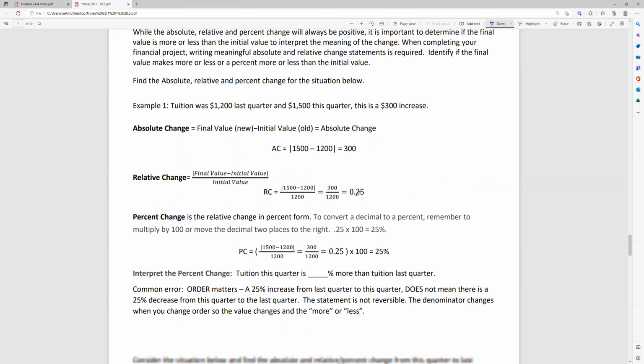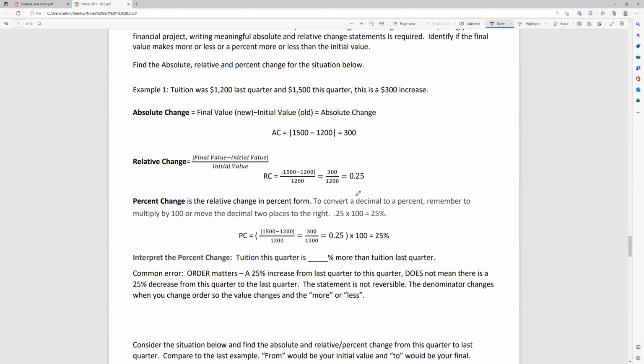So let's look at some basic examples. Tuition was $1,200 last quarter and $1,500 this quarter. This is a $300 increase. So that is the absolute change. So final value of 1,500 minus the initial value equals absolute change. And remember I said we take the absolute value of that. So final value is this quarter. The initial value or old value was last quarter. So notice 1,500 minus 1,200 is 300, and the absolute value of that is still 300.